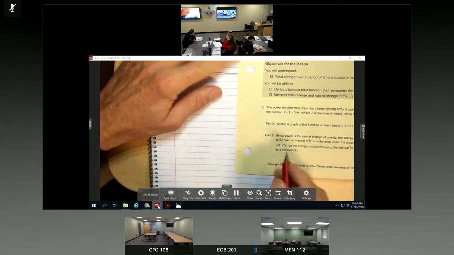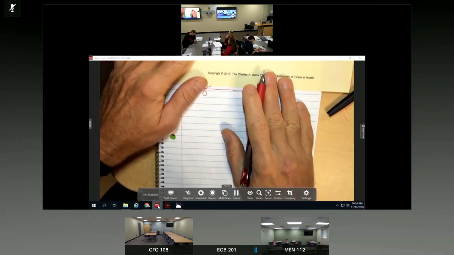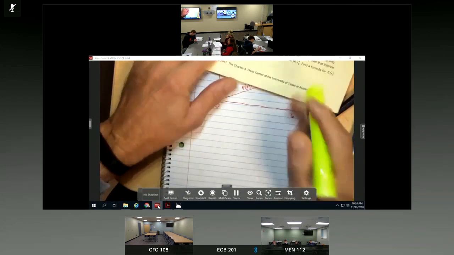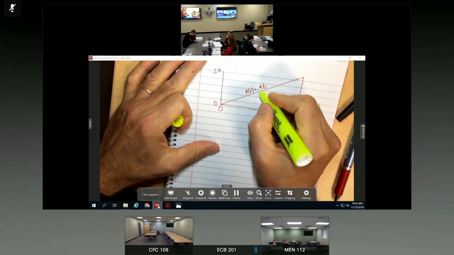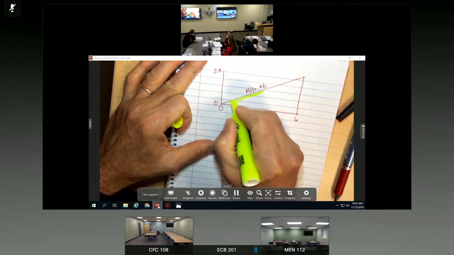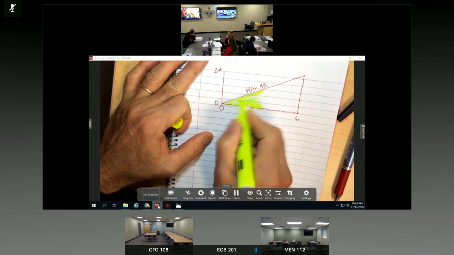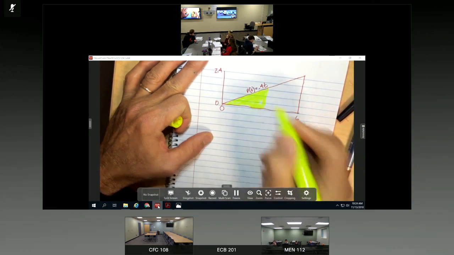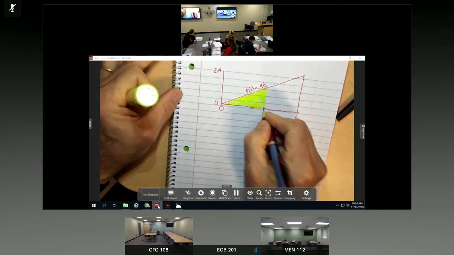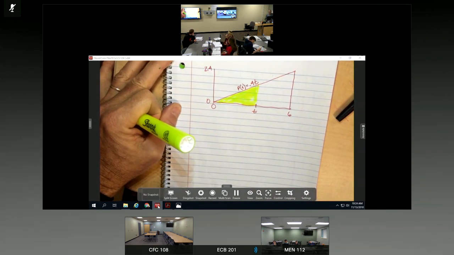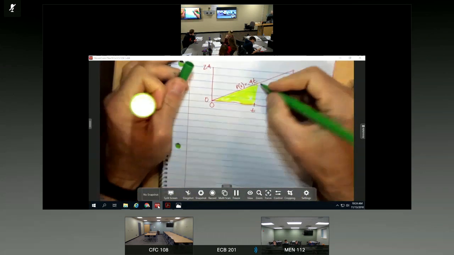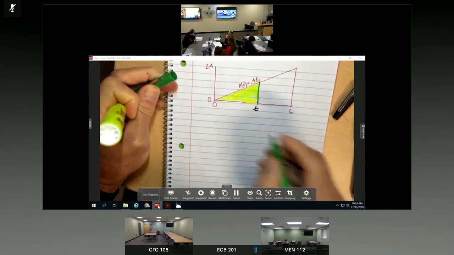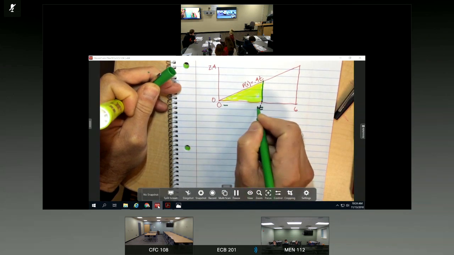Part B. Power is a rate of change in energy. Energy is the area under the graph. So let's take the area under the graph for just any old time. Right here. So this is a particular time. What shape will this area be in? What shape is that? A triangle. Very good.